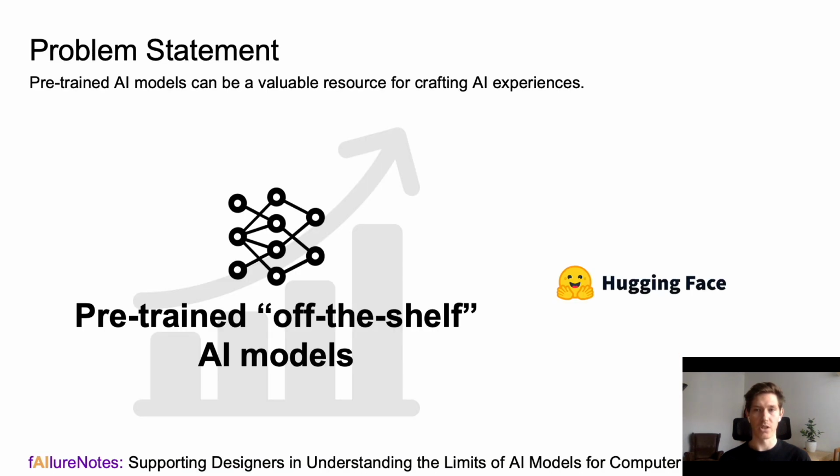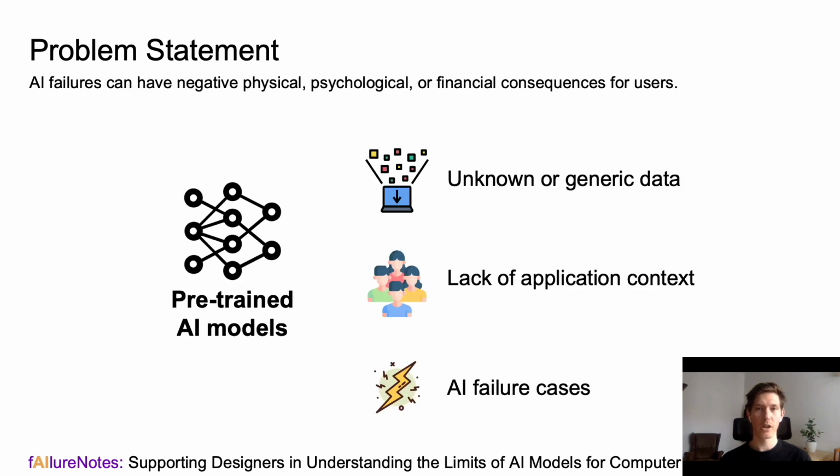Recently, companies such as Hugging Face have started to make a large number of pre-trained models available to the public. Pre-trained models can serve as a valuable starting point and significantly accelerate the product development process of AI-powered products. However, such models are often trained on unknown or generic data without consideration for specific application contexts. Thus, it's inherently difficult to assess the downstream performance of these models in early product development stages.